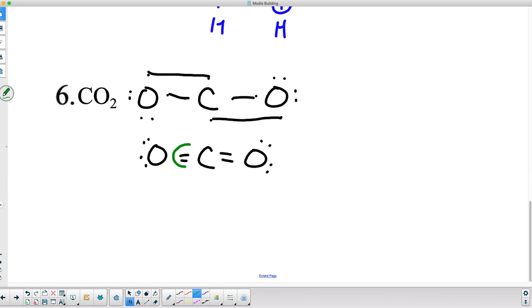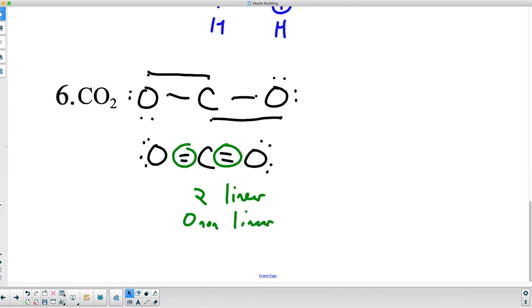Electron domain geometry is 1, 2. 2 is linear. And because there are no non-bonding, 0 non-bonding, that's going to be linear also. Okay, and that's it. Good.